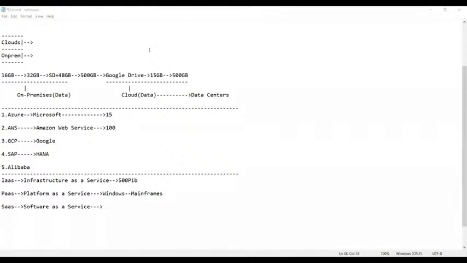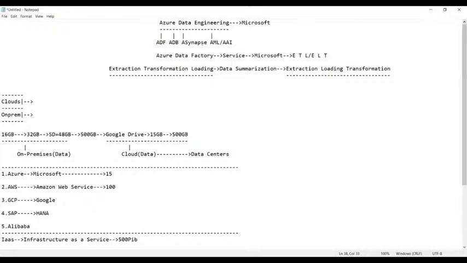This is the concept why we are moving from on-premises to cloud. Now, guys, this point is clear for me. But the next point here is: okay, cloud is clear, everything is clear, but one more thing is not clear. What is this Azure Data Factory? We have not discussed this.